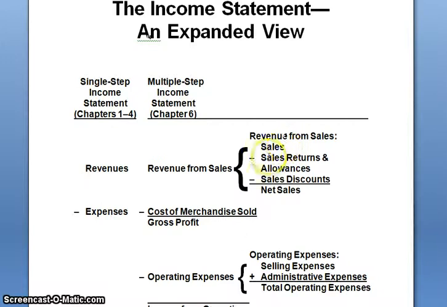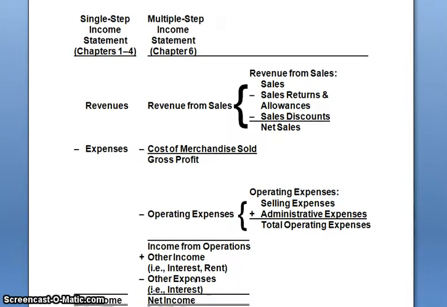Here's your sales, minus any sales returns and allowances, minus any sales discounts, which we've discussed both of those at length, gives you an account called net sales. Net sales minus the cost of merchandise sold, or if you hear me say a lot of times, cost of goods sold, gives you gross profit. Minus any operating expenses. Now, operating expenses are usually separated into two categories: selling expenses and administrative expenses.